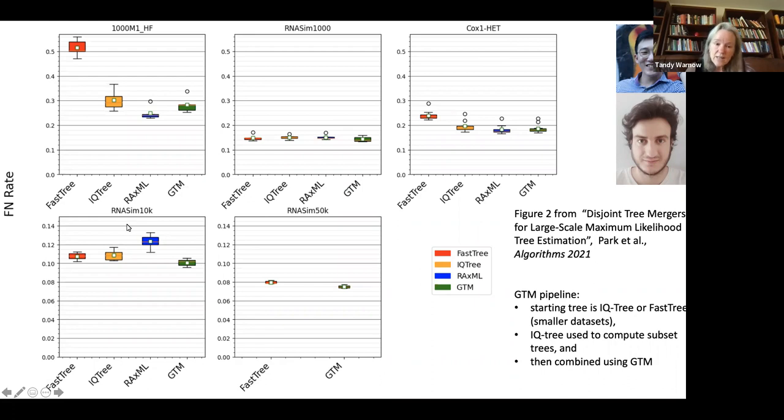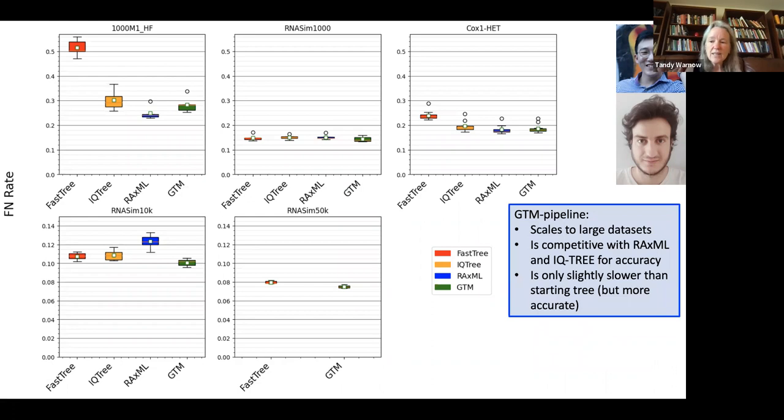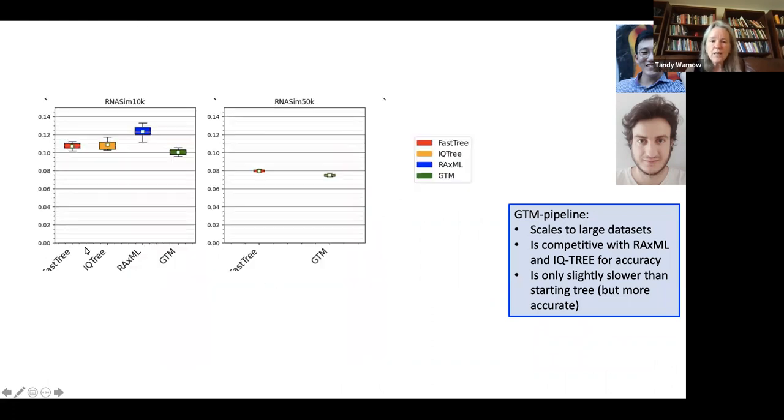RNA-SIM with 10,000 sequences, suddenly RAxML is the worst, and the divide and conquer is the best. RAxML 50,000 sequences, RAxML, when it ran, had 100% error. IQ-TREE failed to run, and the only methods that ran were FastTree and this divide and conquer strategy. So we have a technique now that scales to very large data sets. And this is, for me, very exciting, focusing on these large ones especially, where we have a real advantage.